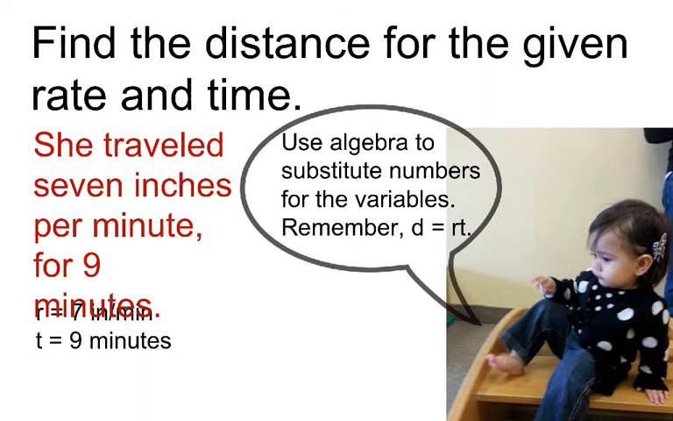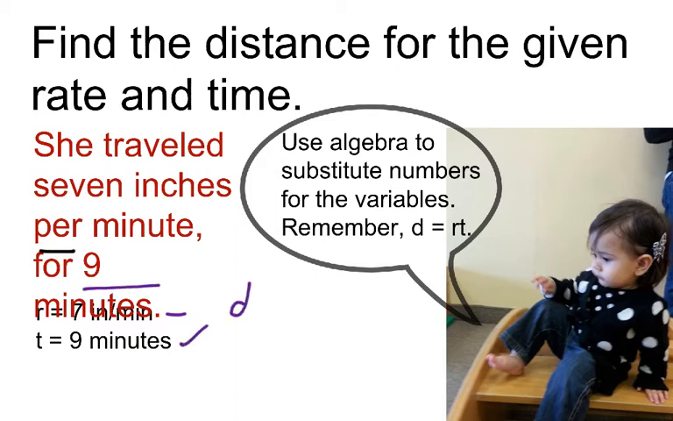So how can I find the distance for the given rate and time? Well, we can use algebra to substitute numbers for the variable. Remember, d equals rt. So if I said she traveled 7 inches per minute for 9 minutes, I know that I have per. That's a good indication that I'm dealing with a rate. And in this case, I have 7 inches per minute, so that's my rate. And my time is 9 minutes, because that's my total time.